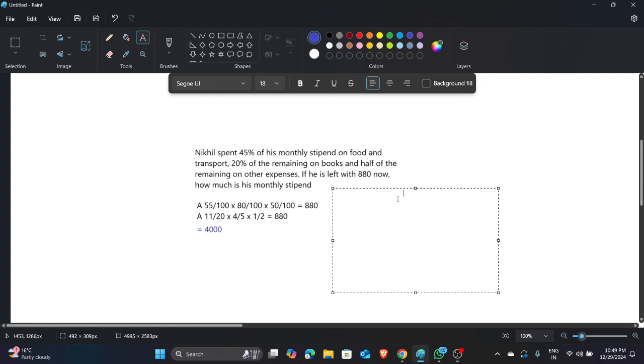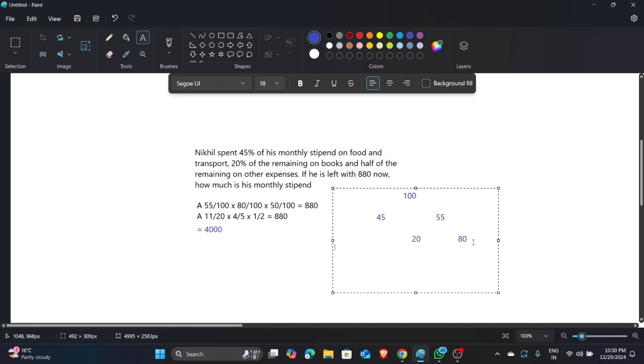Initially the money is 100. Okay, now two things have happened. One is, sorry, one is what? 45 he spent on something. Okay, and now the remaining is 55. And after that, from this 55, 20% again is spent on something. Okay, and the remaining is 80.